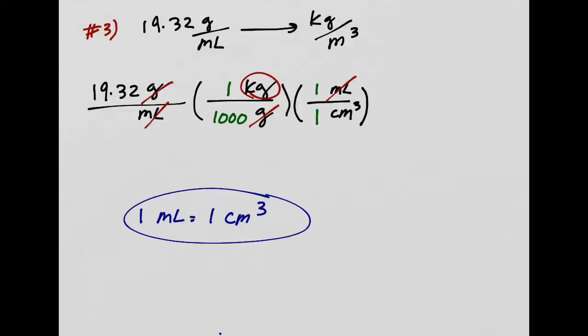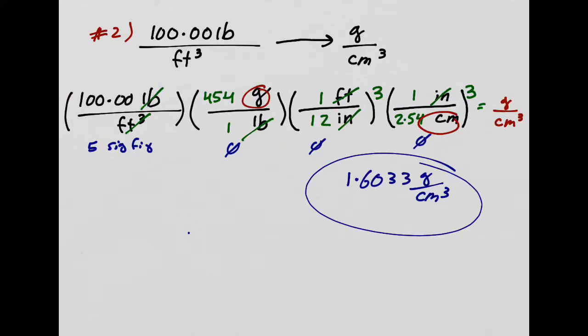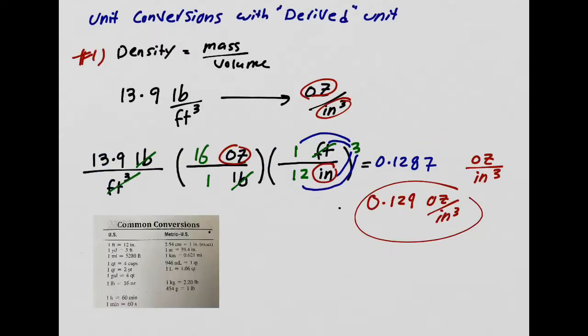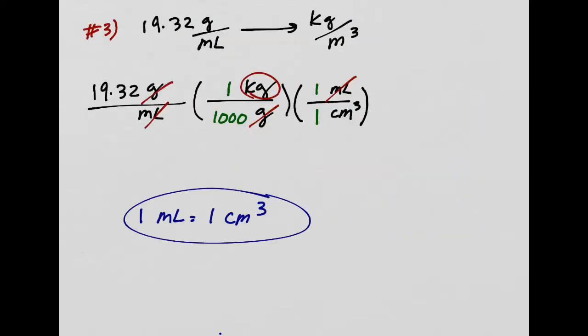I end up with centimeter cube. This is a direct conversion. I can put the 3 over here, and that's okay, because this is the conversion. I'm gonna mention this again. Before, we could never put the 3's here because that wasn't the conversion. The 3's are not part of the conversion. But here, I can put the 3 over here because the 3 is part of the conversion.